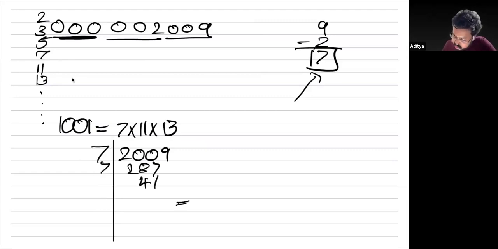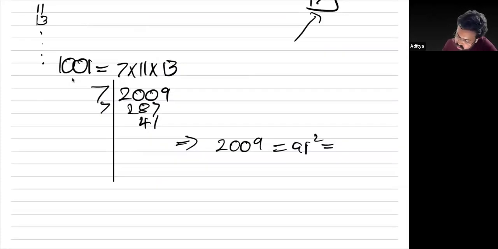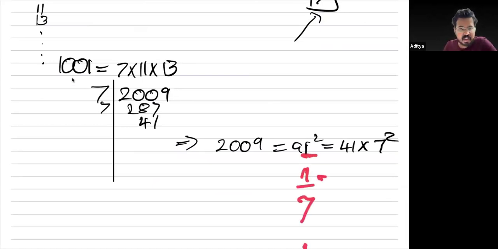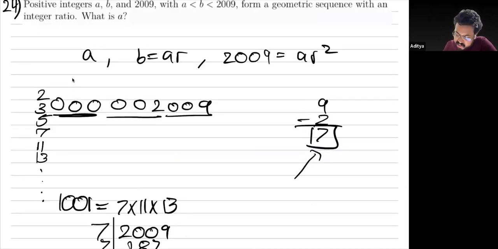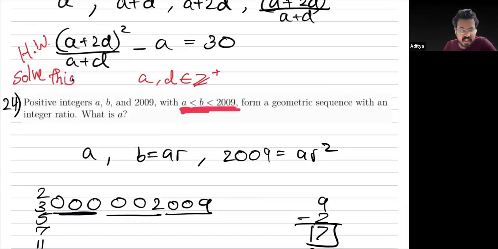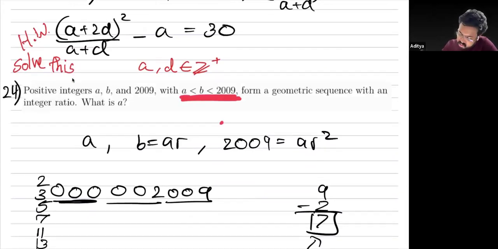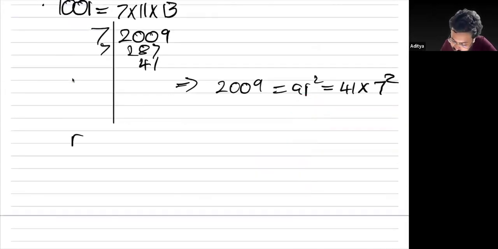So from here you can say that 2009 is equal to ar square, which is 41 times 7 square. Now one possibility is that r is equal to 1 or 7. Nothing else will work. R equal to 1 will give all the terms A, B, and C not strictly in ascending order. So you will have to say that R is equal to 7, A is equal to 40.